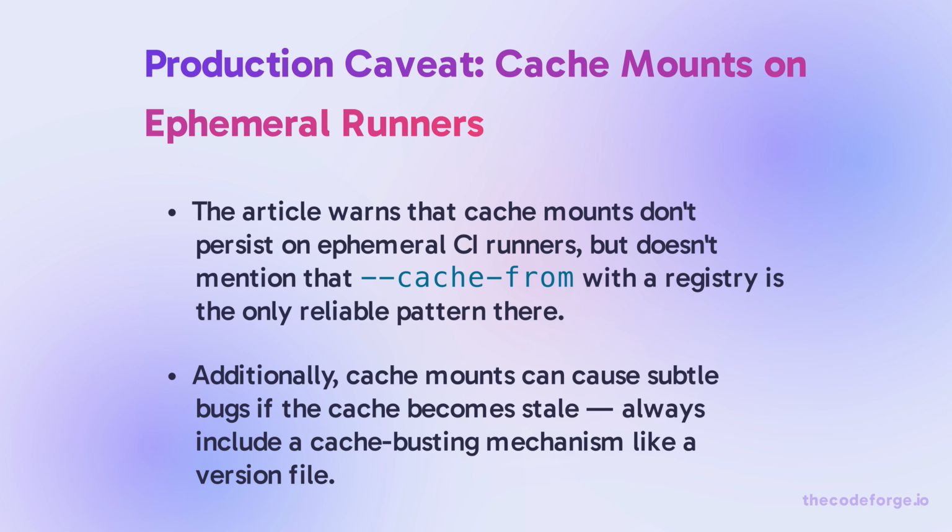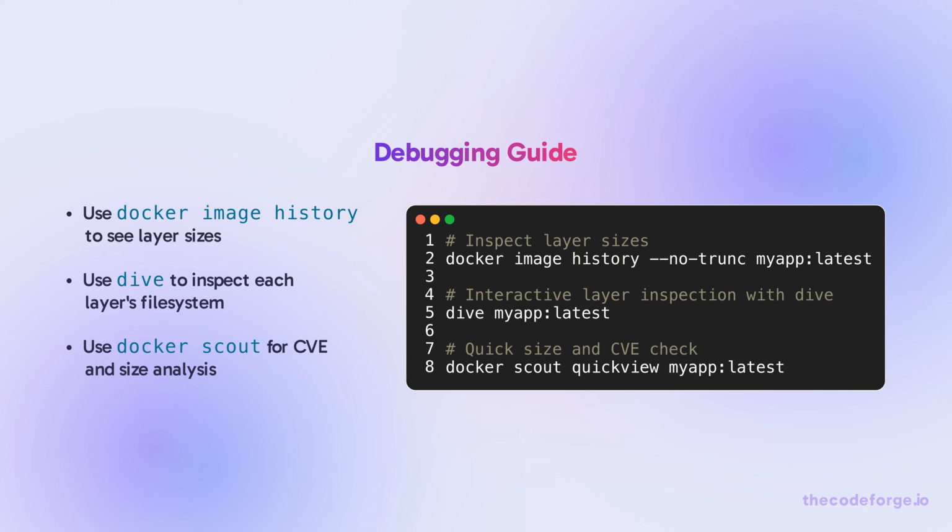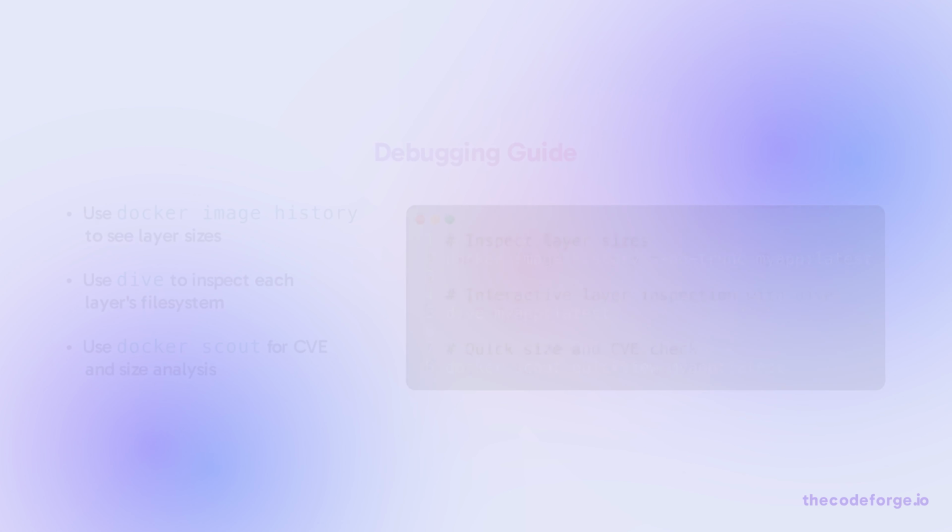The article warns that cache mounts don't persist on ephemeral CI runners, but doesn't mention that cache from with a registry is the only reliable pattern there. Additionally, cache mounts can cause subtle bugs if the cache becomes stale. Always include a cache-busting mechanism like a version file. To diagnose bloat, start with docker image history to see layer sizes, then use Dive to interactively explore each layer's files. Docker Scout gives a quick size and CVE summary.